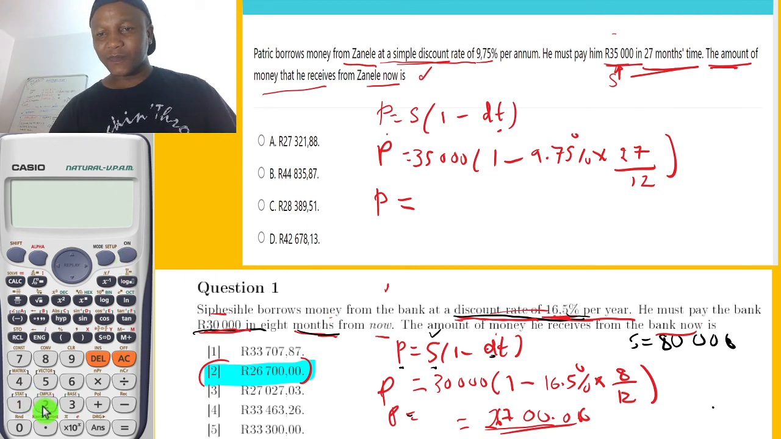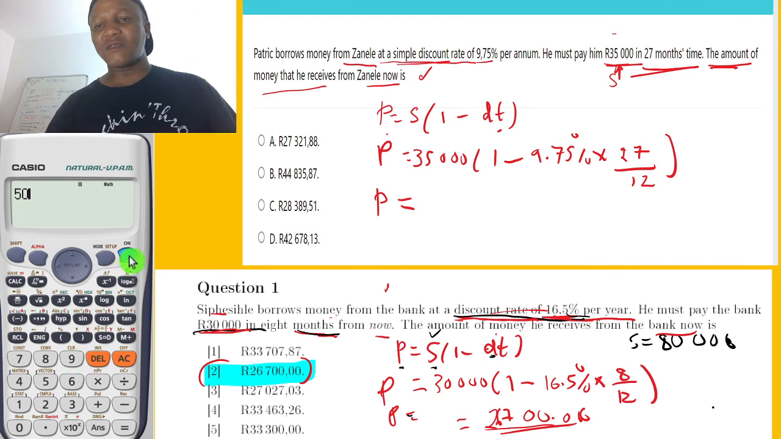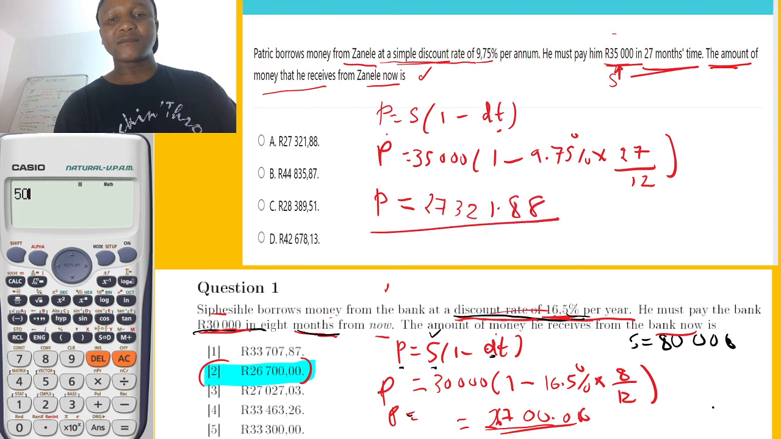So 35, 3, 5, 1, 2, 3, and then we plug in the bracket. This is 1, then minus. Oh, better, almost 5,000. Okay, no problem. So you plug it into the calculator there. I don't want to waste a lot of time on that, so I've saved you that. The answer is 27, 3, 1.88, so we know it's going to be option 1.